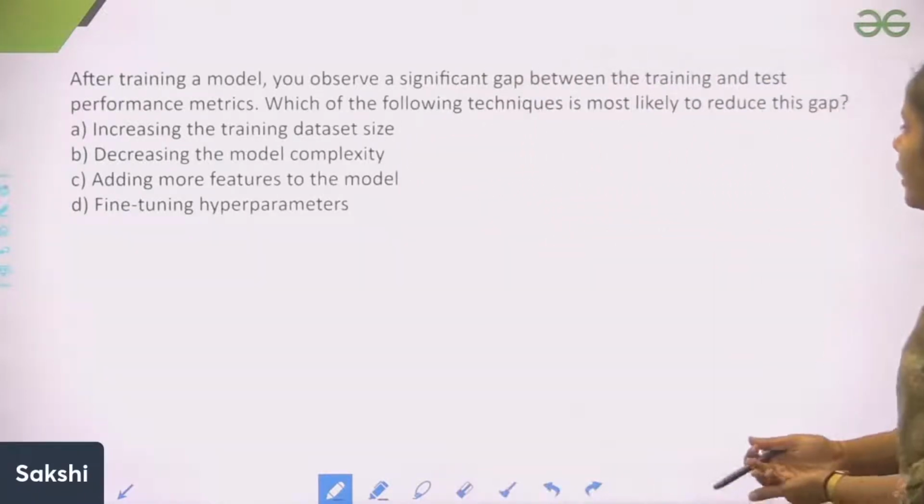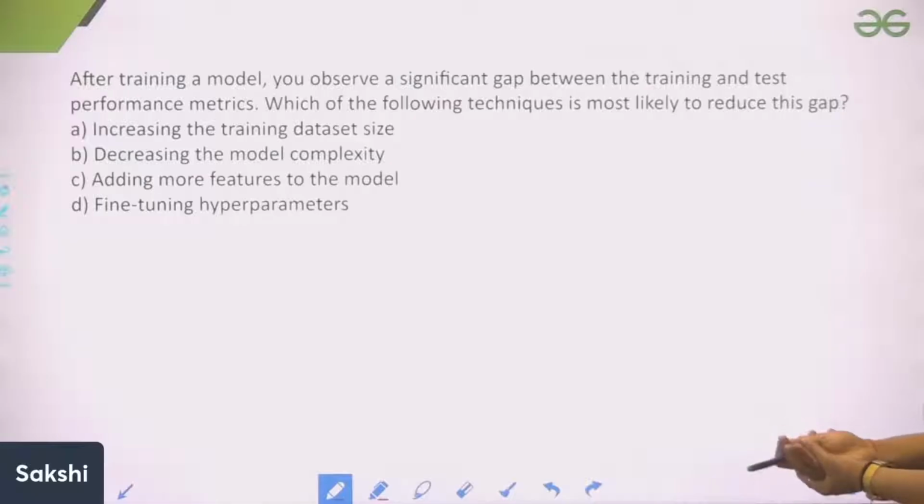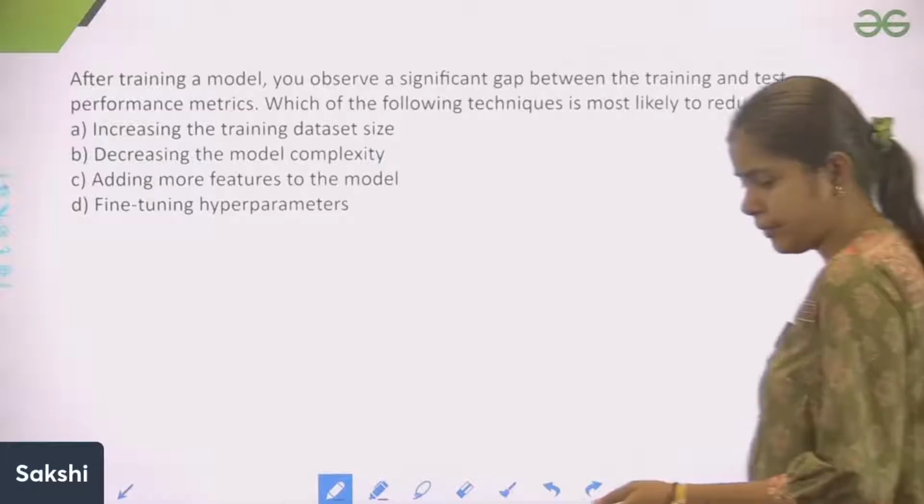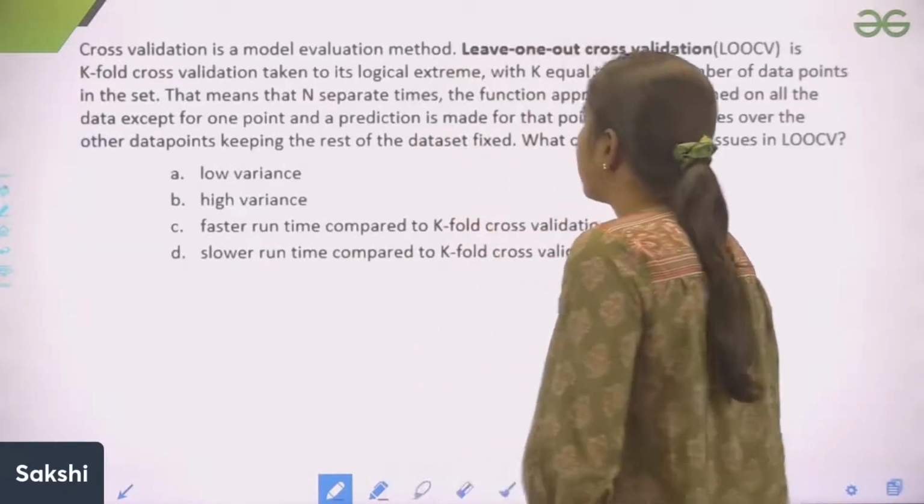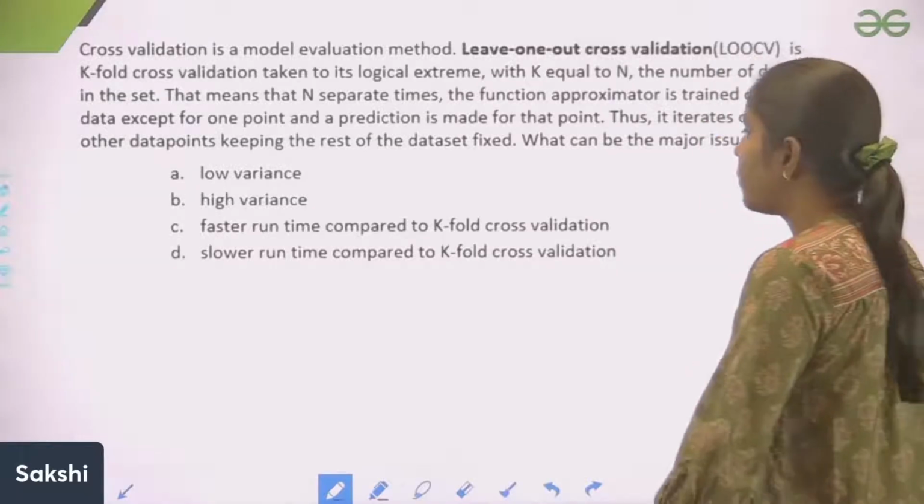So guys, this is a question. After training a model, you observed a significant gap between training and test performance metrics. Okay, let's leave this question. I think this question has some error. Yeah, let's solve this. Cross validation is a model evaluation method.